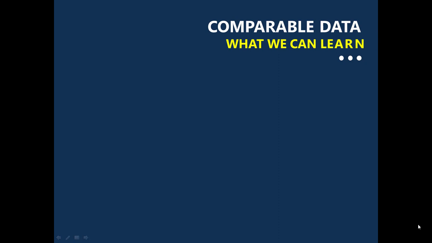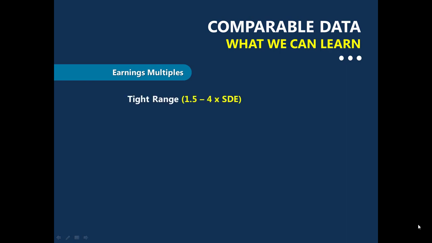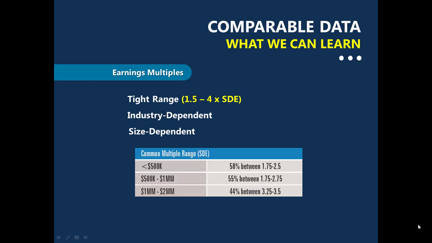But if you bear all of this in mind, we can still gain a lot from the data. The most important findings relate to the earnings multiples. Firstly, they're all in a tight range. There are no 10 times multiples or 0.1 or 0.2 multiples of SDE. They all range from about 1.5 to 4 for small businesses. We can see different earnings multiples in different industries from the BizBuySell data, and both datasets provide some insight into the appropriate SDE for a business based on its size.